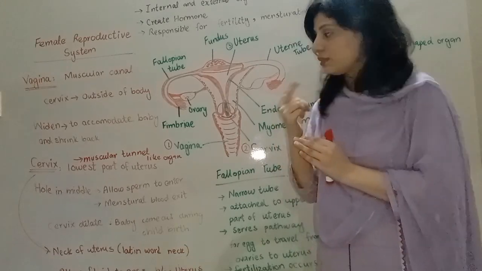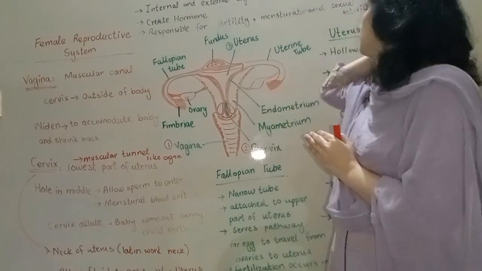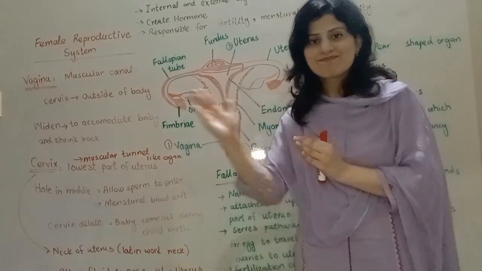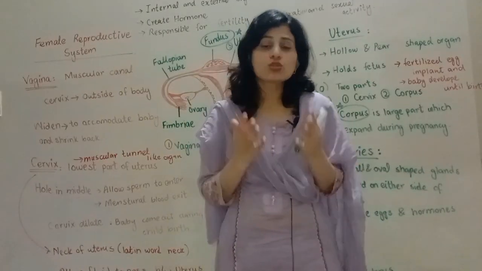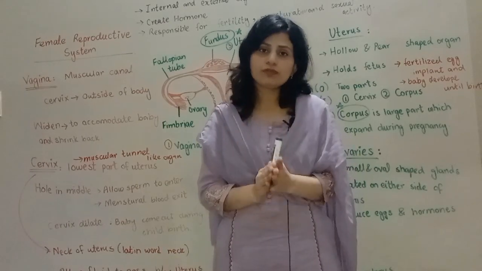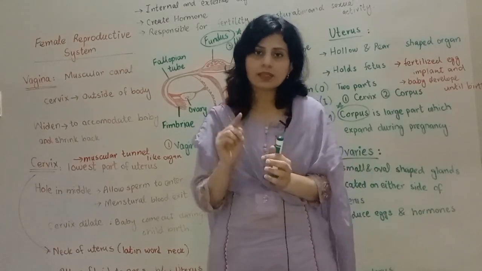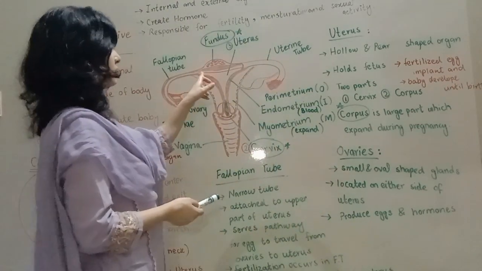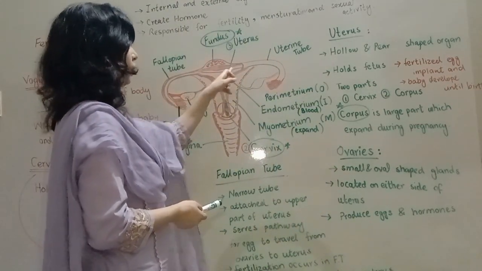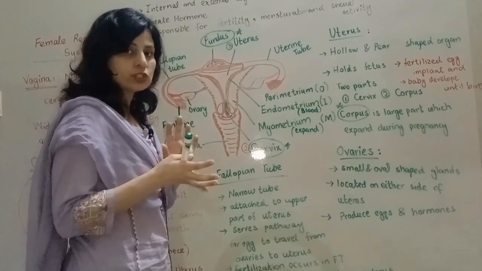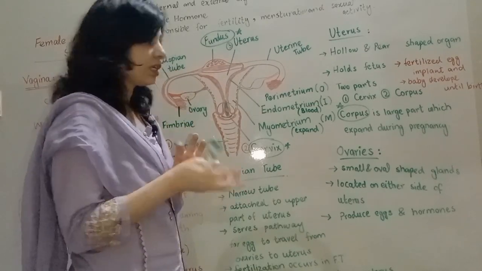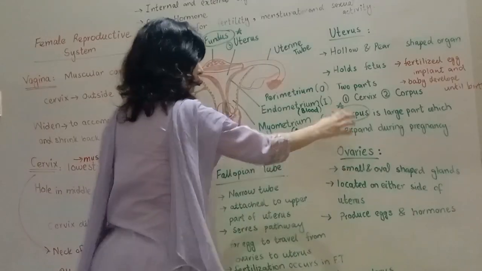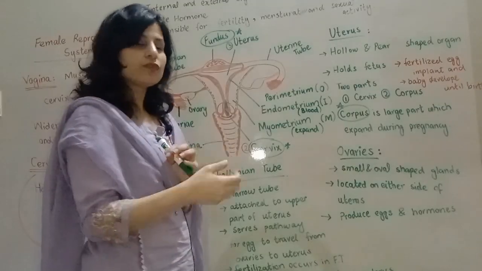Now, the third part of the female reproductive system is the uterus. Let's discuss. Have a look at this diagram. This is the uterus. Basically, the uterus consists of different sections: the fundus, cervix and corpus.